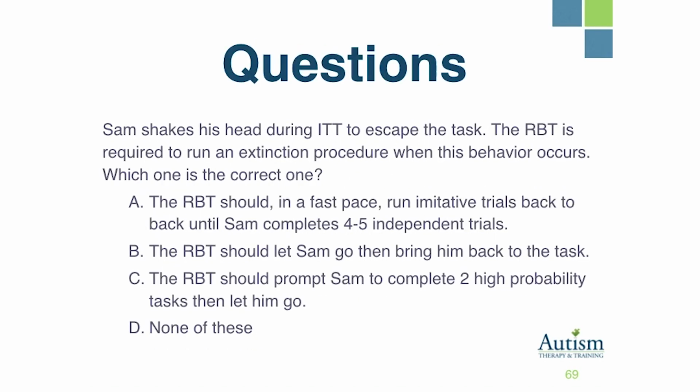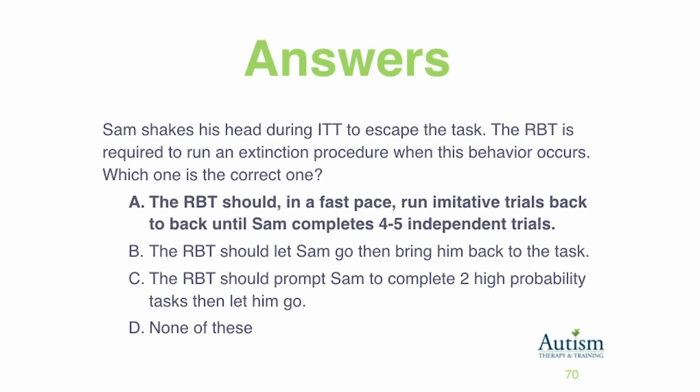Sam shakes his head during ITT to escape the task. The RBT is required to run an extinction procedure when the behavior occurs. Which one is the correct one? A. The RBT should, in a fast pace, run imitative trials back-to-back until Sam completes 4 to 5 independent trials. B. The RBT should let Sam go, then bring him back to the task. C. The RBT should prompt Sam to complete 2 high-probability tasks, then let him go. Or D. None of these. And the correct response is A.